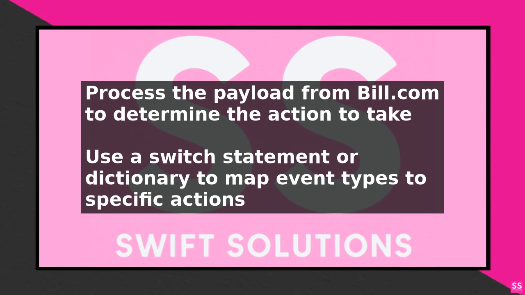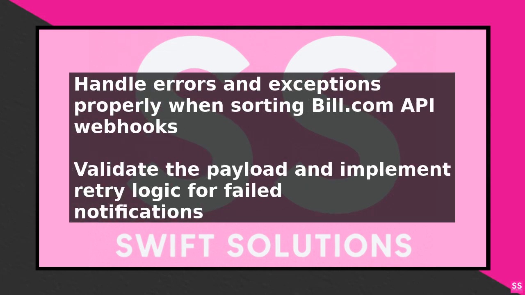One way to sort the webhooks is to use a switch statement or a dictionary to map the event types to specific actions. For example, you could have a dictionary that maps the event type to a function that handles that event type. When you receive a notification, you can look up the event type in the dictionary and call the corresponding function to handle the event.